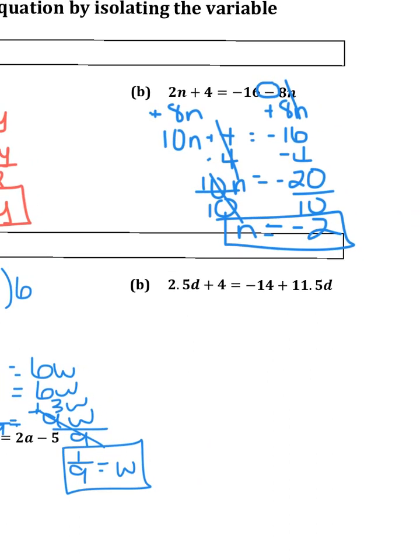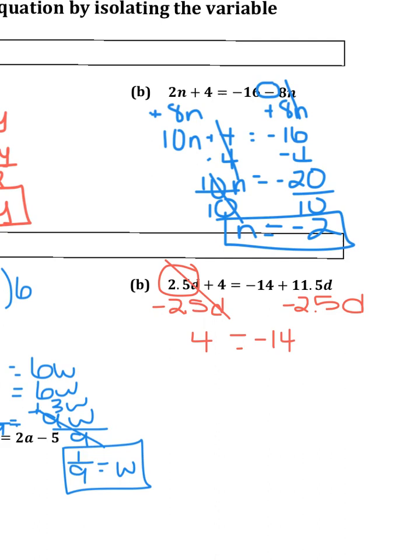Same process, really. We have 2.5d plus 4 equals negative 14 plus 11.5d. Now, when comparing the two, I see that the smaller d term is over here, so I'm going to move it. Again, it may not matter, but it doesn't hurt to do that. So because there's no operation in front of it, we're going to subtract 2.5d from both sides. Cancels over here, and we're left with 4. And on the other side, we still have negative 14.